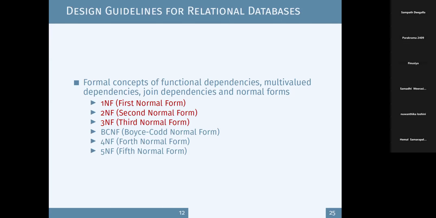Normalization is a formal concept based on what we call functional dependencies, multi-valued dependencies, and join dependencies. These forms guarantee that your relations are of good quality, right? There are many normal forms, and we are going to focus on the first three. By following normal forms, we make sure that, at least at the industry level, they expect you to have your relations in third normal form.